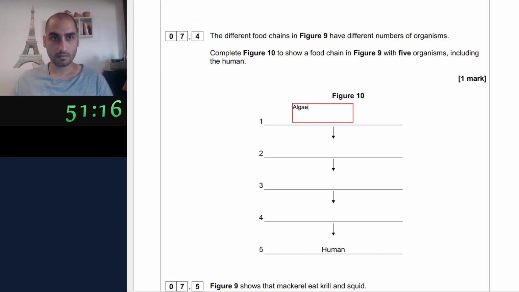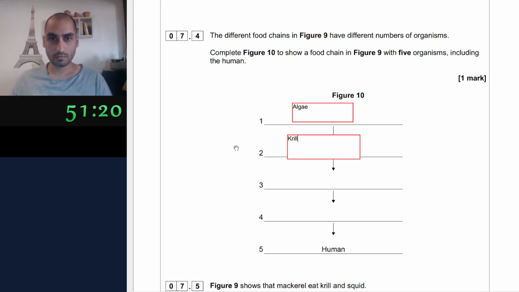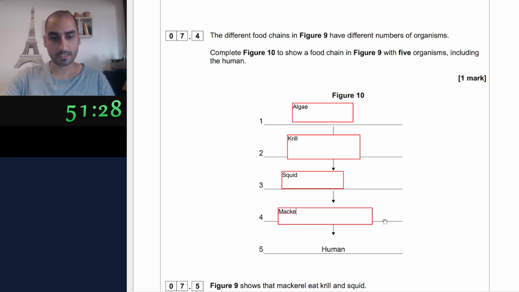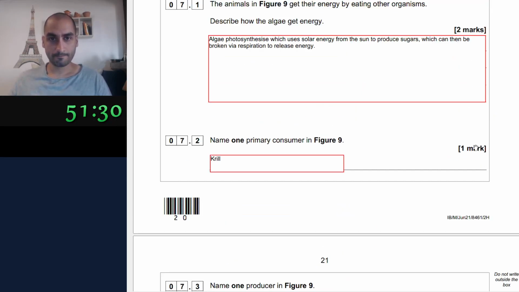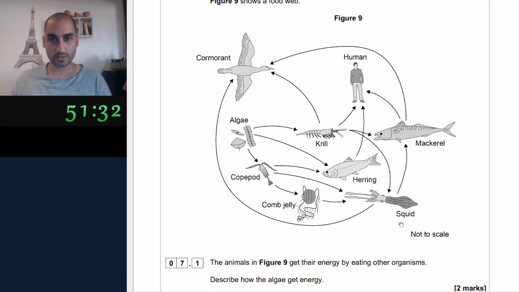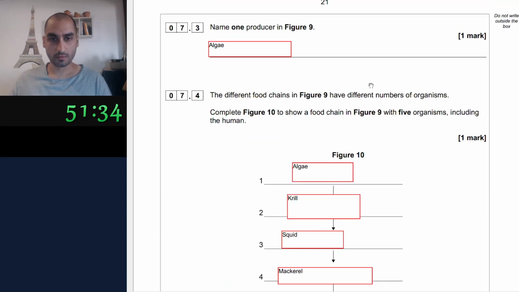Algae. Krill. Squid. Mackerel. Algae, krill, squid, mackerel, human.